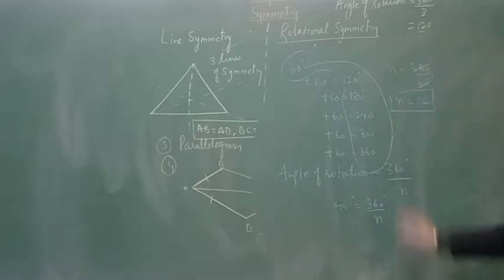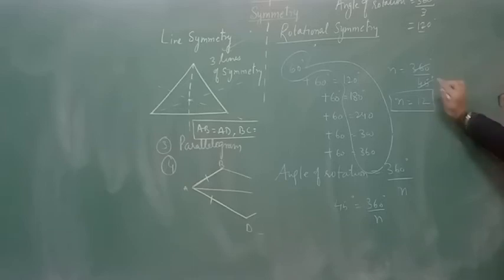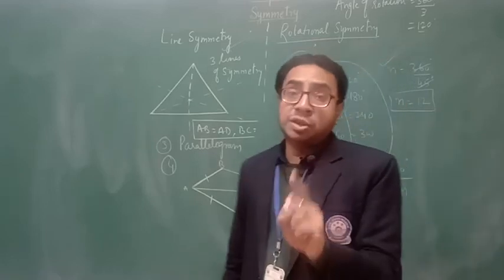I'll be getting 12. It means yes, a 12-sided figure will have its angle of rotation as 45 degrees, and order of rotation will be 12. Are we clear? So yes, this particular 45 degrees has rotational symmetry.